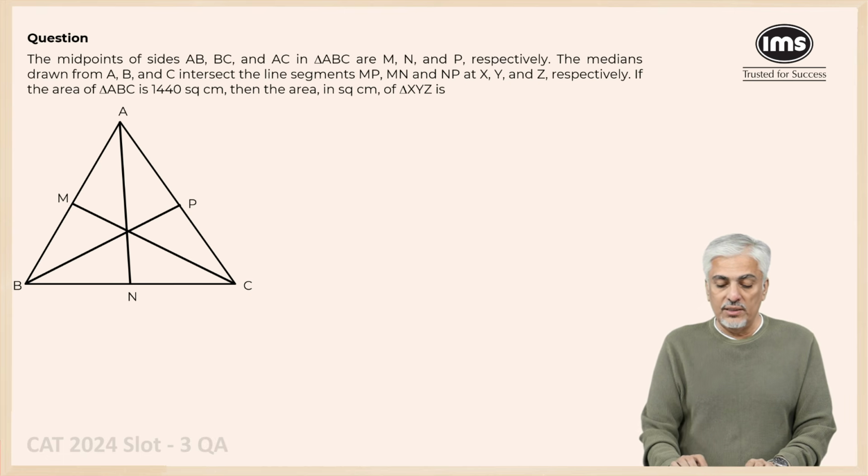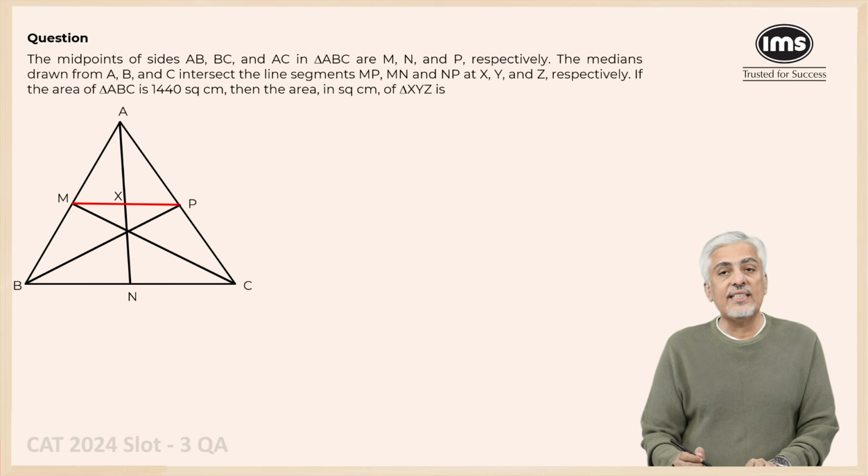Okay, further let's continue. Now, what have they said? Read this very, very carefully. Okay, the medians drawn from ABC intersect the line segments MP, MN and NP at X, Y, Z. That means if I join MP, the median intersects it at X.